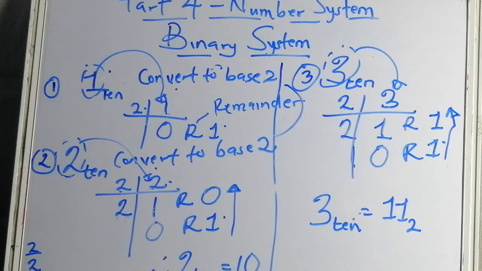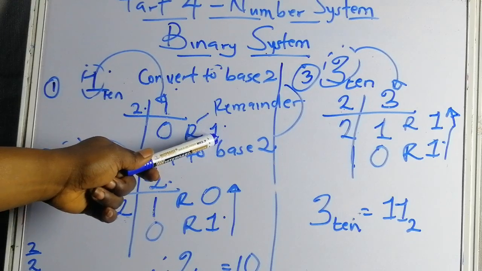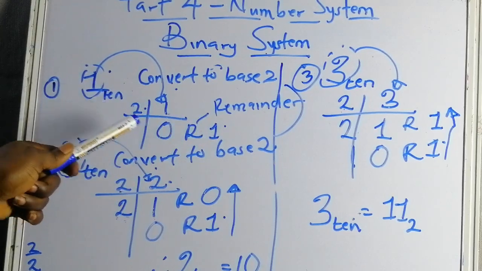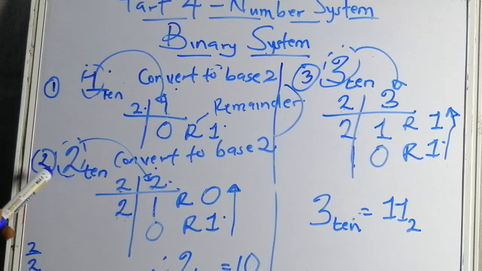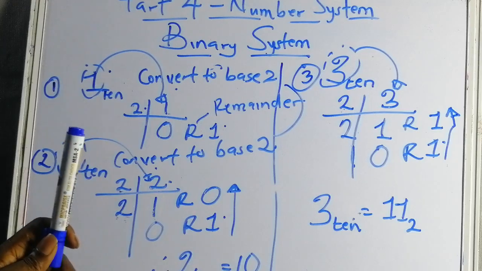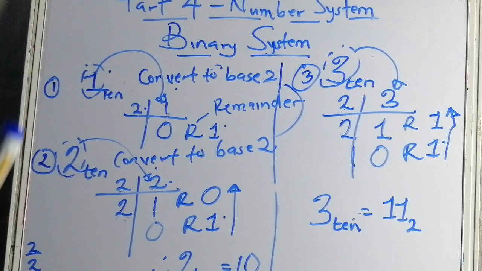You can see that the first answer we got here is 1. Okay, 1 base 10 is equal to 1. The second answer we got here is what? 1 0. So you can't see 2. Okay, the highest you can get is between 0 and 1.